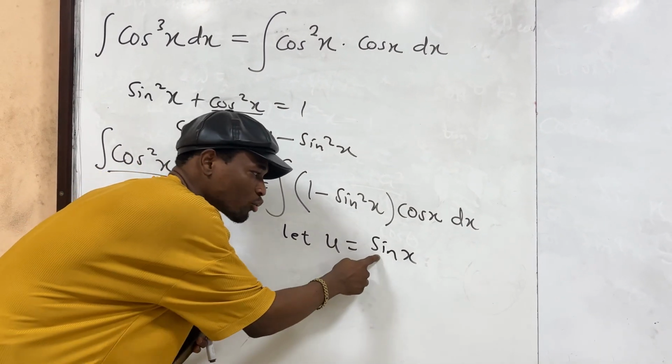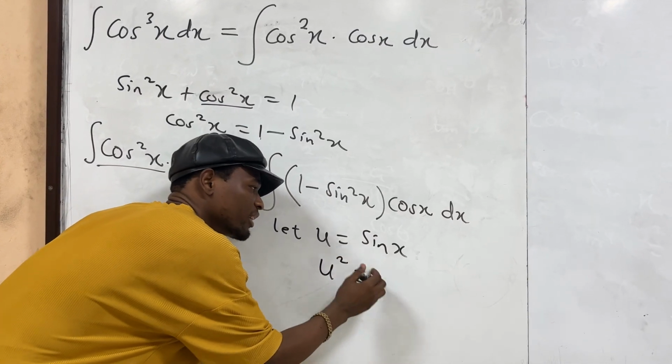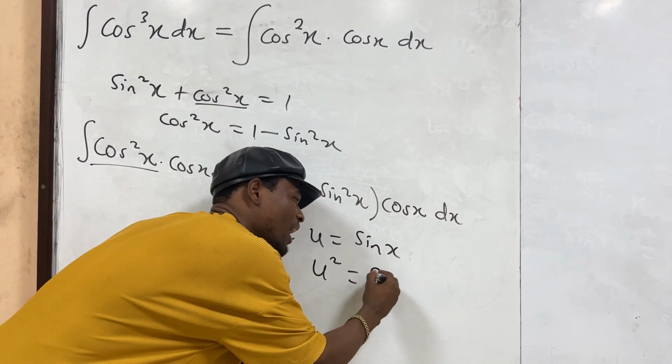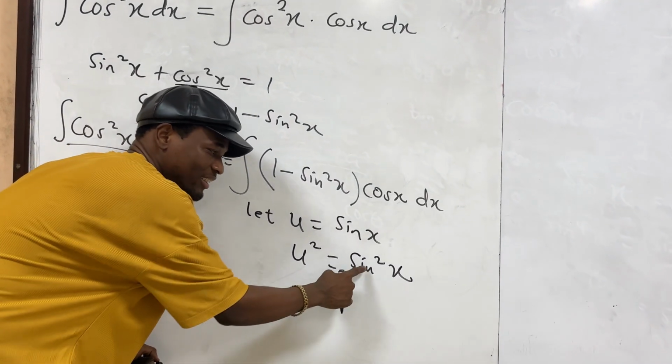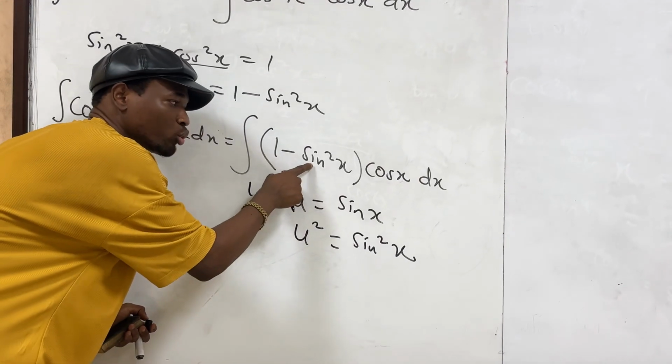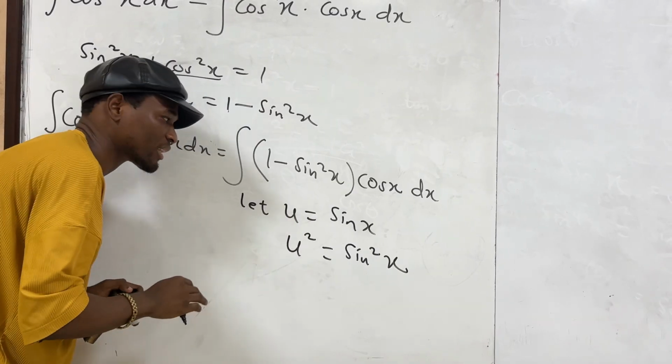So that means I have to square this. If I square u, I'll have u squared. Then if I square sine x, I'll have sine squared x, is that not so? So whenever I see sine squared x, I will just put u squared over there. As simple as that.